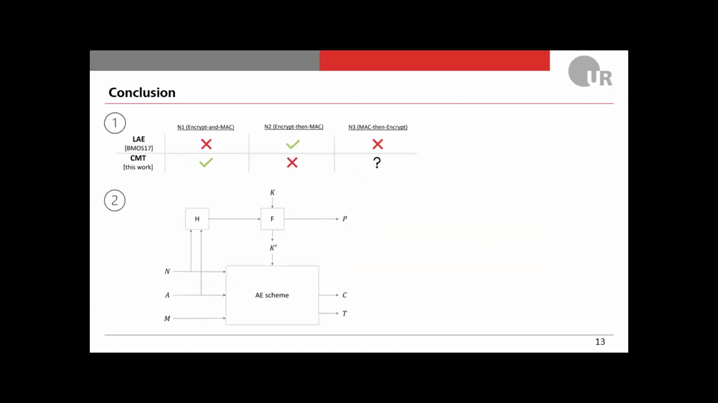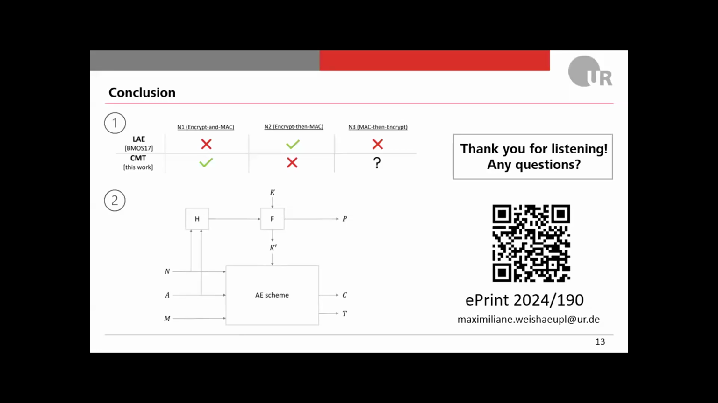Okay, so in conclusion, we've seen that our first approach using generic composition did not yield positive results. However, we achieve our goal of constructing AE schemes that are both leakage resilient and committing secure using the UTC star transform. So thank you for listening, and I'm happy to answer any questions.